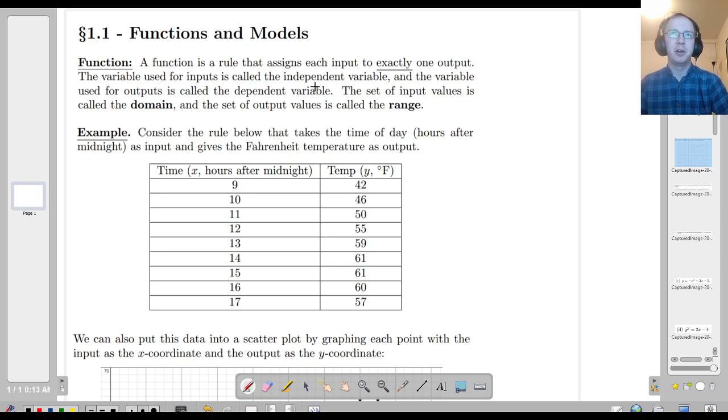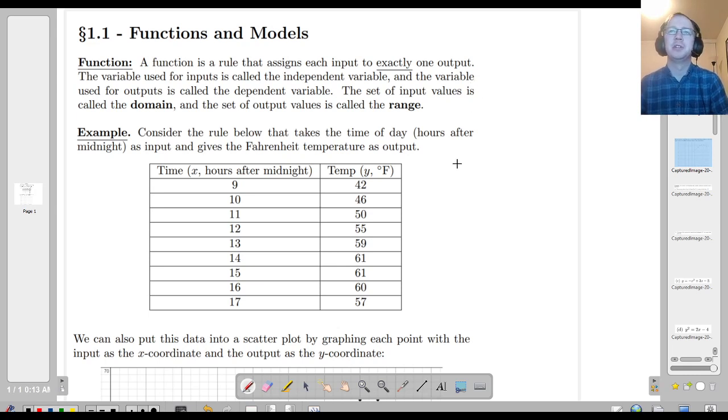So the input variable is called the independent variable. The outputs are going to be called our dependent variable. And then if you want to talk about all the inputs that get used, that's called the domain. And then the set of all the outputs that's used is called the range. Okay, so that's some terminology we're going to use over and over again in this course.